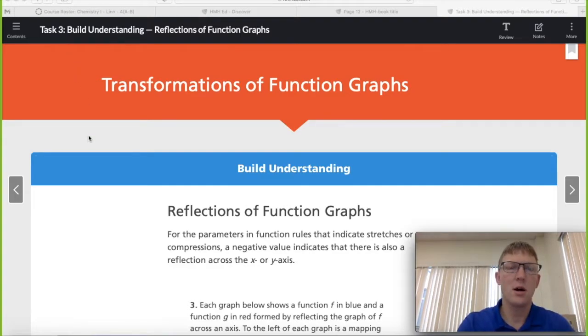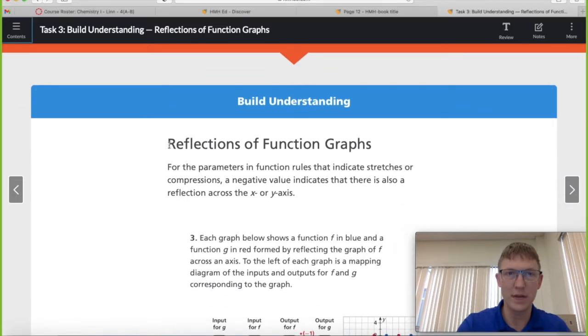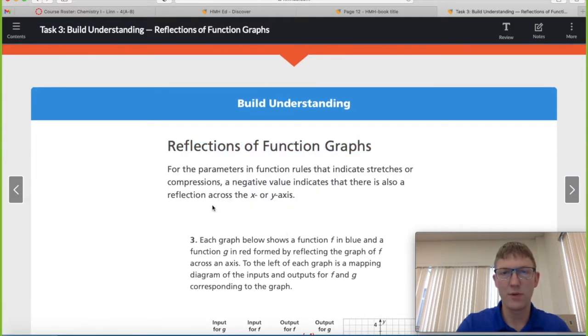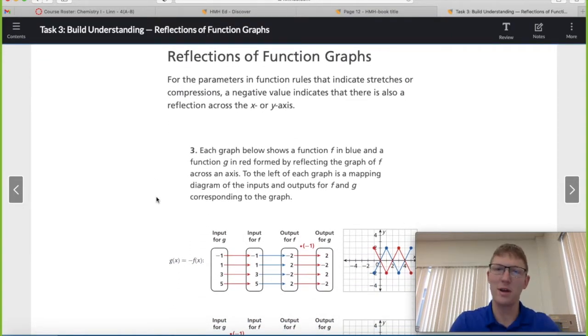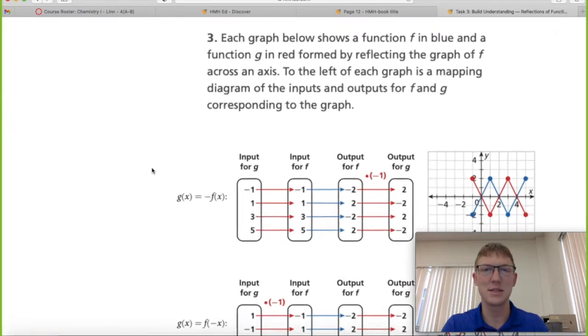So finally, our last different type of transformation is a reflection. The reflection of function graphs. And that is by throwing a negative sign in there, you can reflect it either around the x or the y axis. So let's see if some of this is starting to make sense.